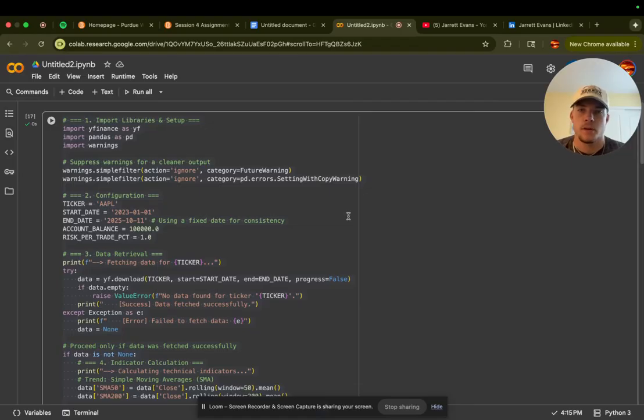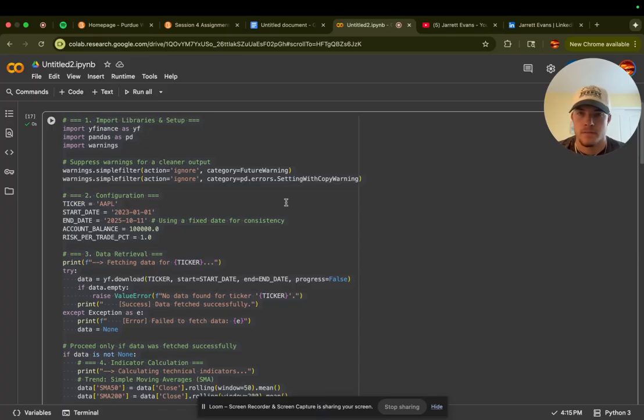Today in this video, we're going to walk through a real world example of generating a systematic trading signal. We're going to use a Python script here in Google Colab to perform a little technical analysis on Apple, which is the stock we've chosen here. And most importantly, we're going to interpret the data that it outputs to make a data-driven decision.